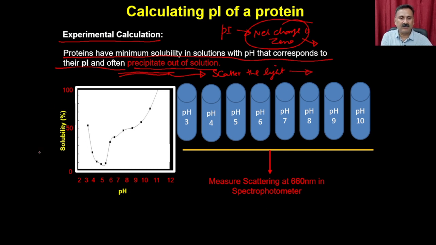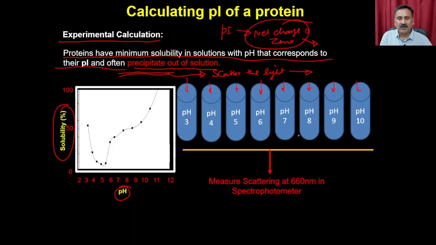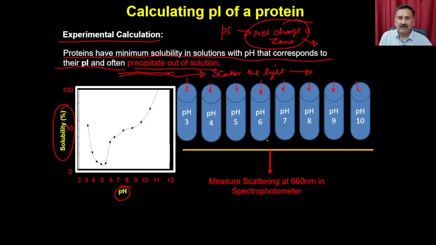What you see here is a curve of solubility versus pH. I have taken the protein and incubated it in different reactions of pH 2, 3, 4, 5, 6, 7, 8, 9, and 10. All these pH values change the total charge on the protein. At some pH, the protein is going to reach its PI, and at that value the solubility is going to be very minimum.